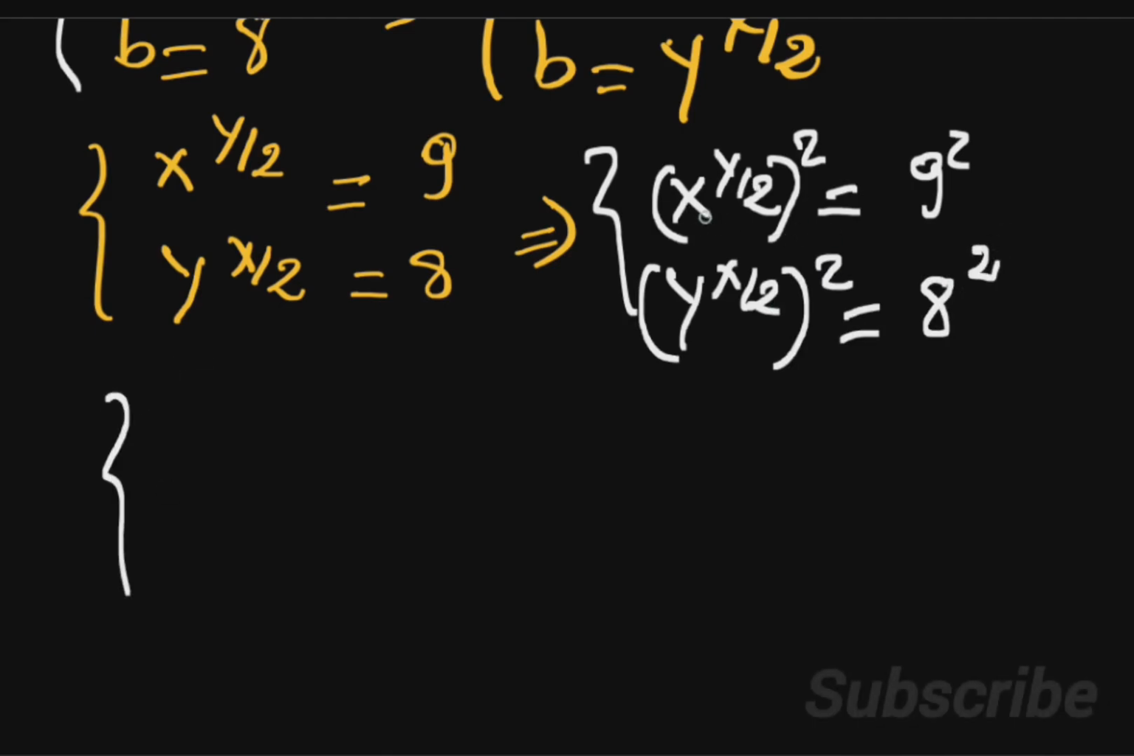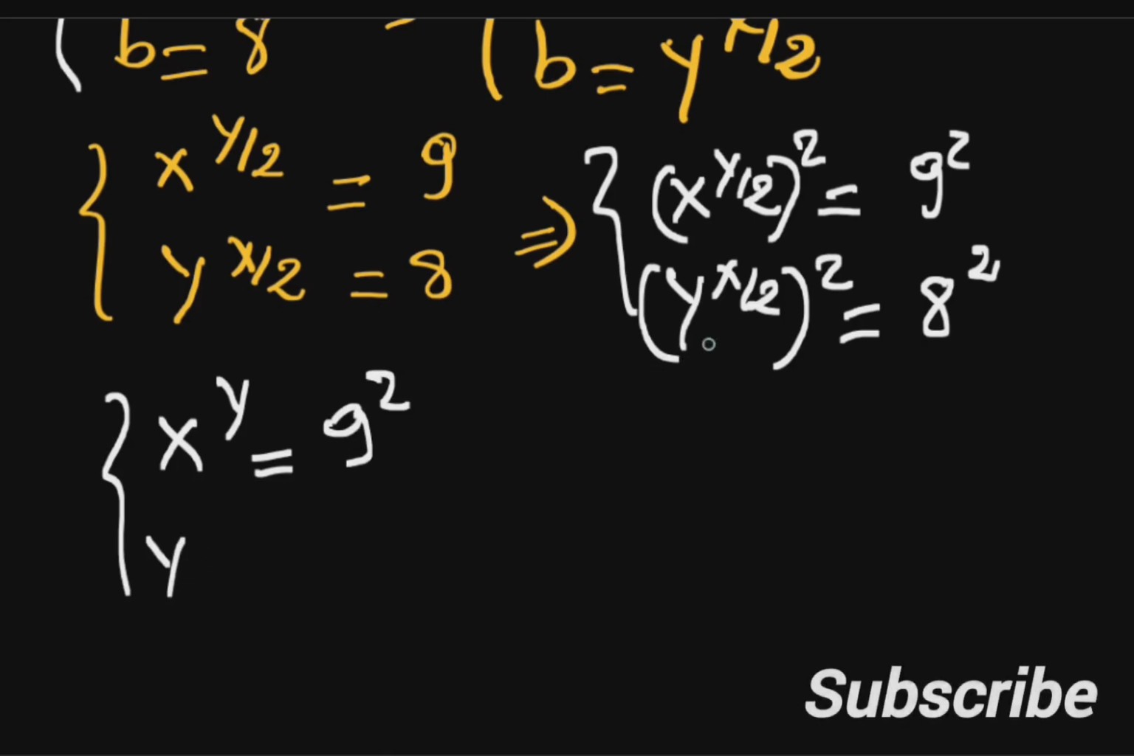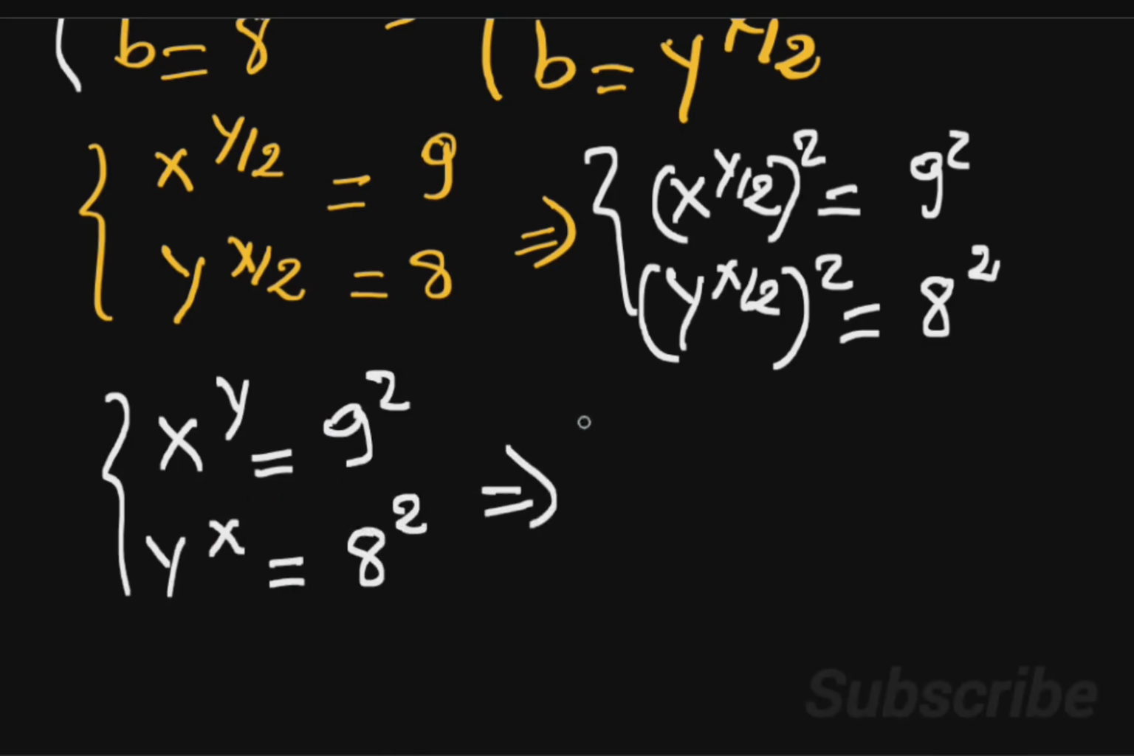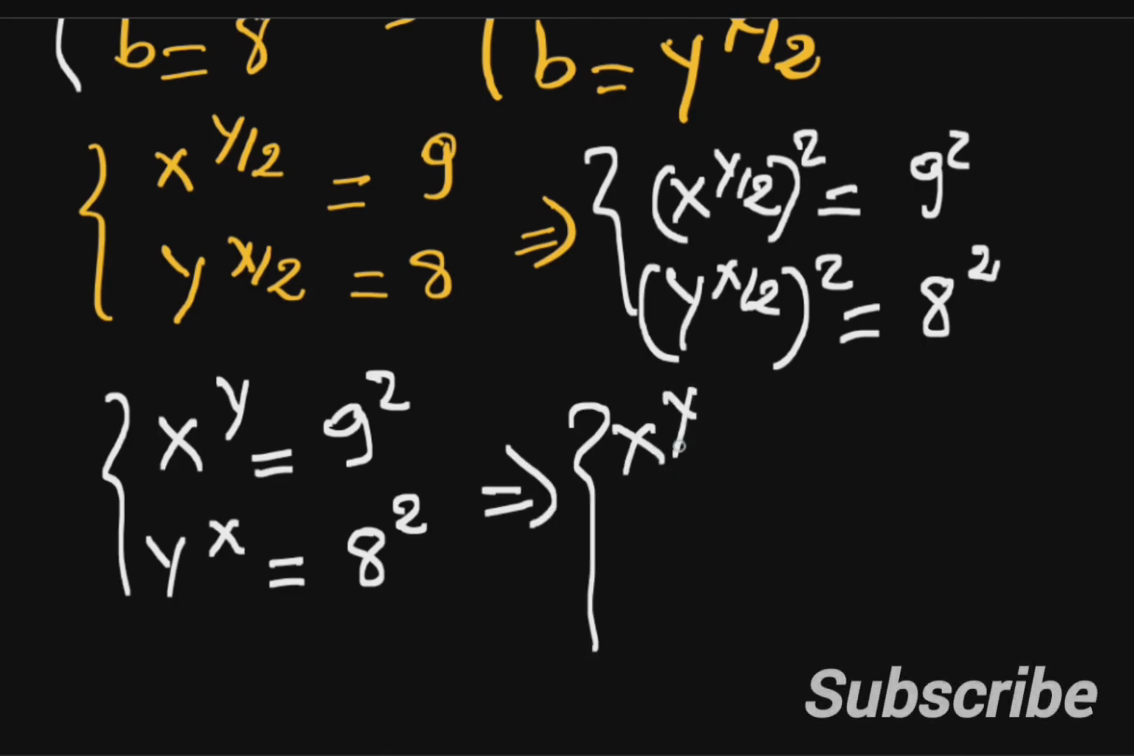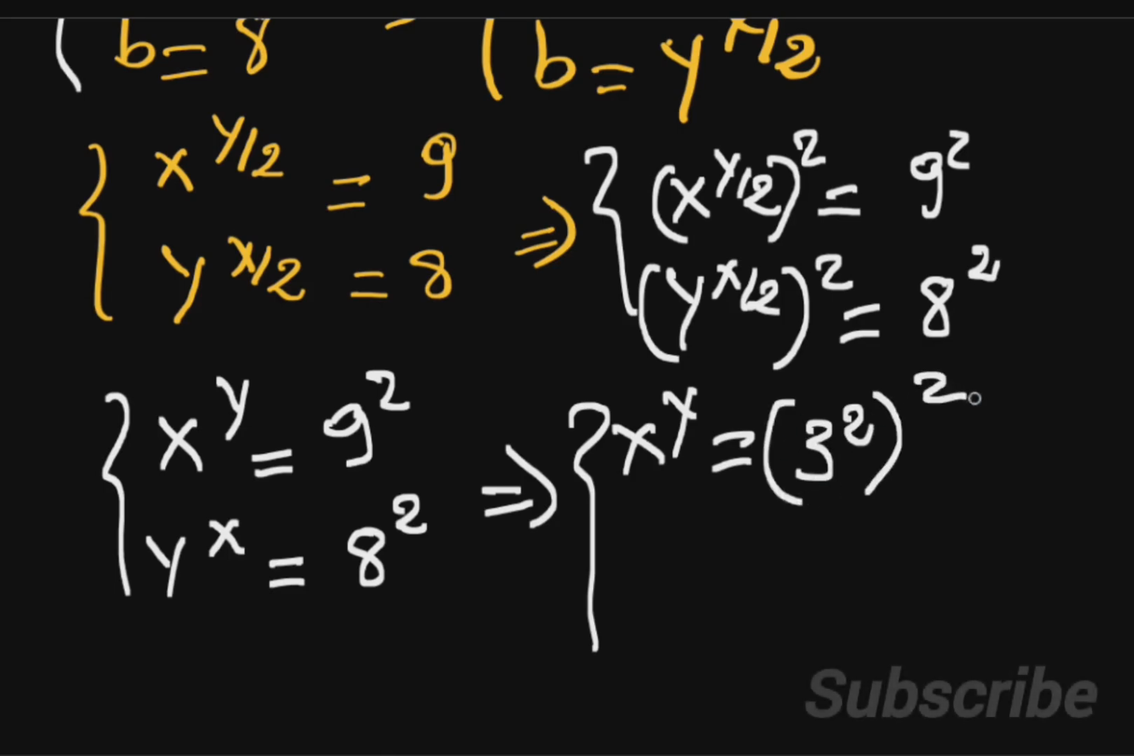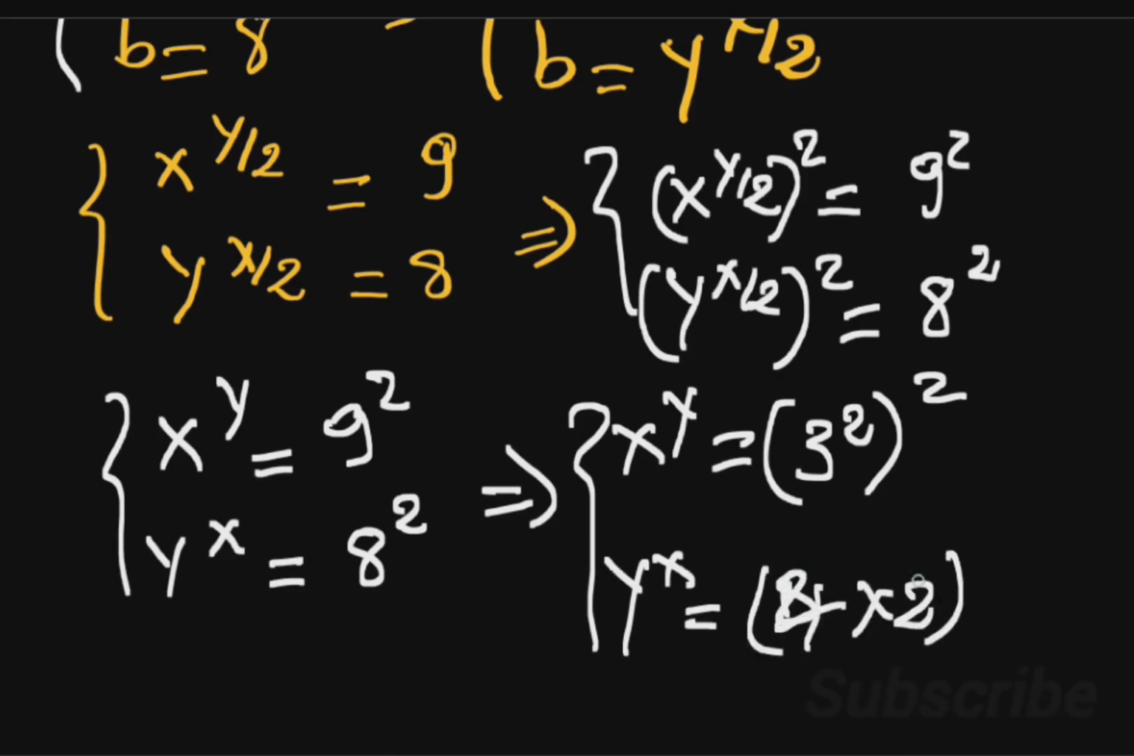Okay, at this level, x to the power y over 2 squared, using the first formula, is equal to x to the power of y. This is equal to 9 squared, and y to the power x will be equal to 8 squared. Okay, we are going to write this another way. We have x to the power of y equal to 9, which is equal to 3 squared, all this squared, and y to the power of x equal to 8, which is equal to 2 times 2 times 2, that is 4 times 2, all this squared.